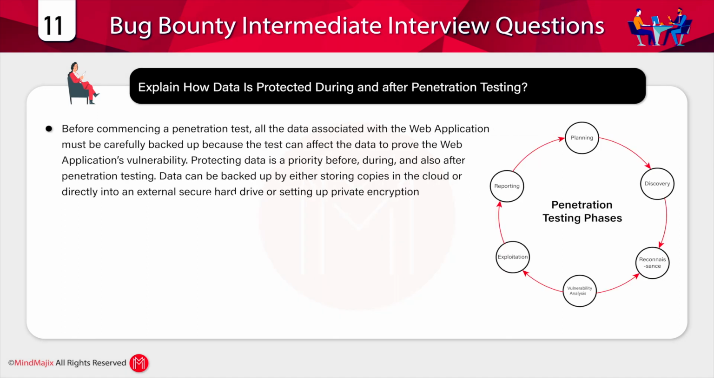Okay, so now the intermediate level for web application penetration testing. How is data going to be protected during and after penetration testing? Before starting a penetration testing, all data associated with a web application must be carefully backed up, because the test can affect the data to prove that a web application is vulnerable, right? That is the main job of penetration testing, to prove that the web application is vulnerable. At that time, the data may be affected. So before starting a penetration testing, you have to take a backup.